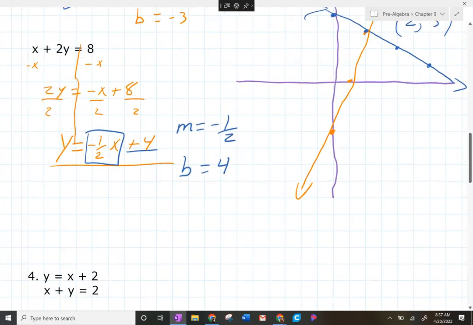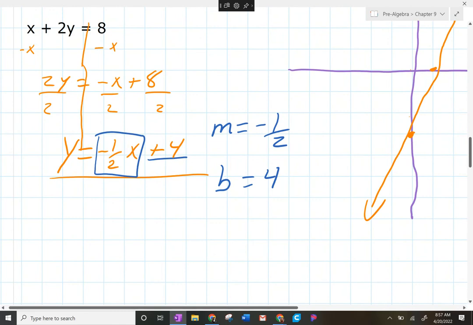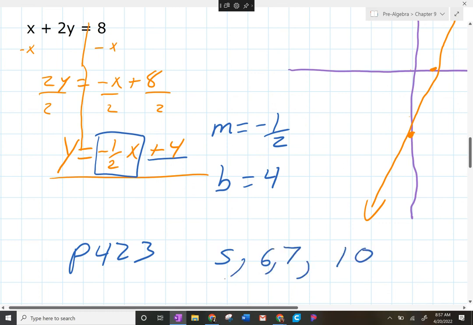Up and down. Okay, your assignment, don't look at that second one on the sample. Your assignment, I want you to do page 423. Your problems are going to be 5, 6, 7, and 10. You guys have 4 total problems. 5, 6, 7, and 10. All of them will have a perfect solution that's going to be on an actual grid coordinate. If you have any decimals, something happened wrong.